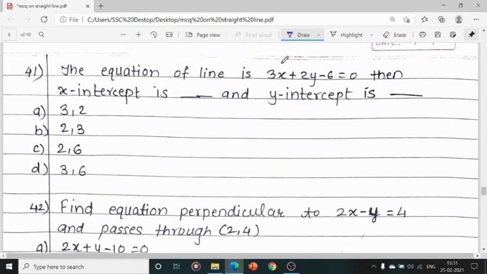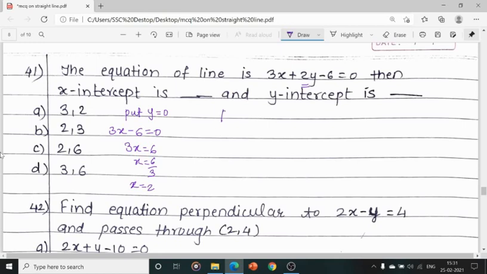Equation of line 3x plus 2y minus 6 is equal to 0, then x-intercept is and y-intercept is. So for x-intercept, put y is equal to 0 in the equation. So we get 3x, this will be 0. So 3x minus 6 is equal to 0. 3x is equal to 6. So x is equal to 6 by 3. x is equal to 2.